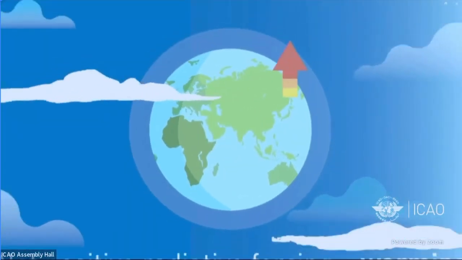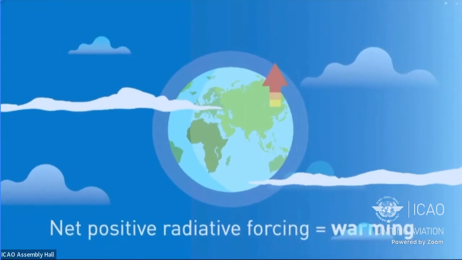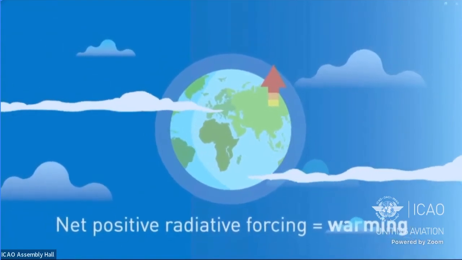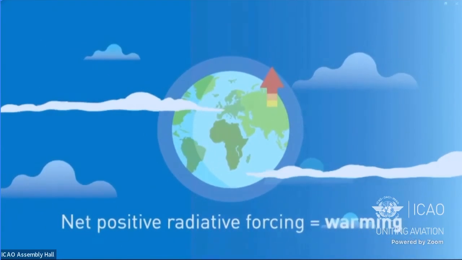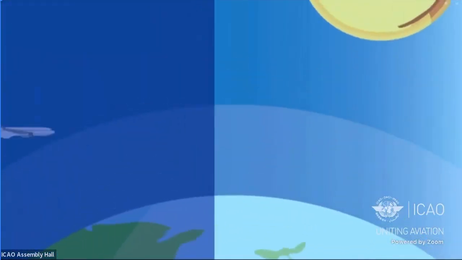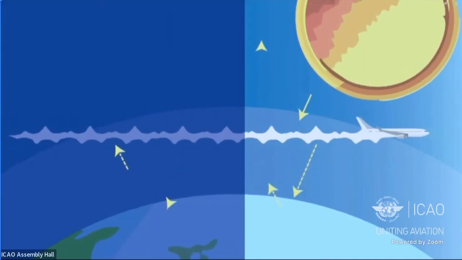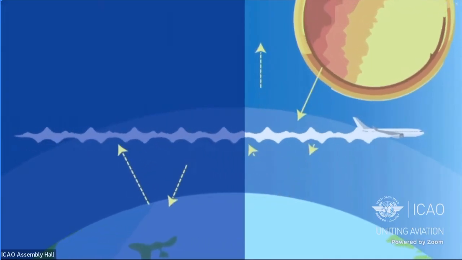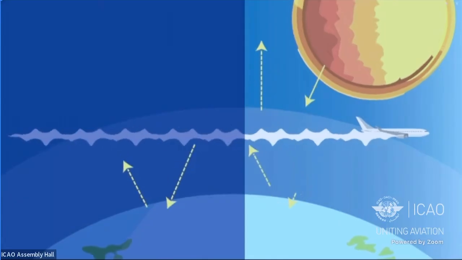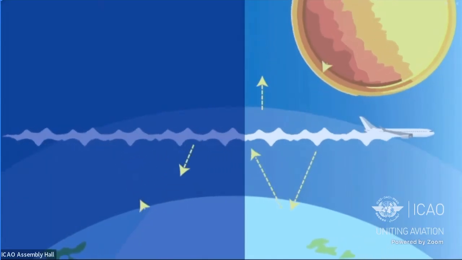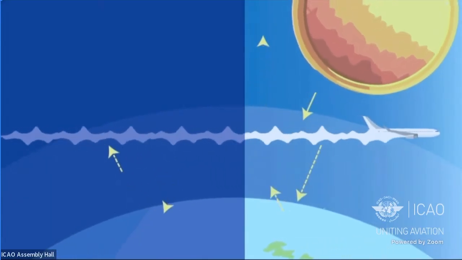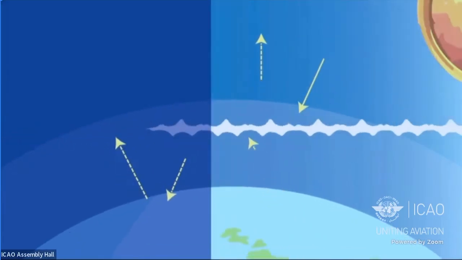There is likely a net positive, warming annual global average radiative forcing due to contrails and induced cirrus. However, many uncertainties remain. For example, contrails formed during the night likely have a positive, warming radiative forcing, while those formed in the day could have a net negative or positive forcing.